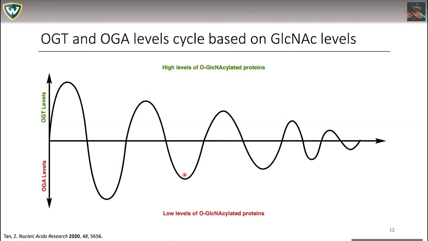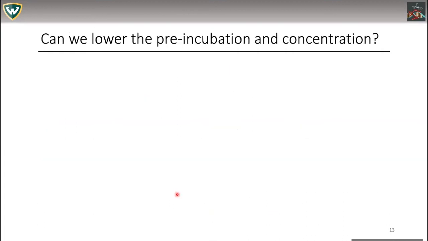And so it's difficult for us, with the time points that we had and the really long incubation time, to have more time points in one day. With a 5 hour pre-incubation, the first time point you can get to is really 4 or 5 hours. You can't really see any of the 6 or 7 hours or anything beyond. And so we asked ourselves, can we lower the pre-incubation time to save some time in the lab? And can we also lower the concentration to save some compound?